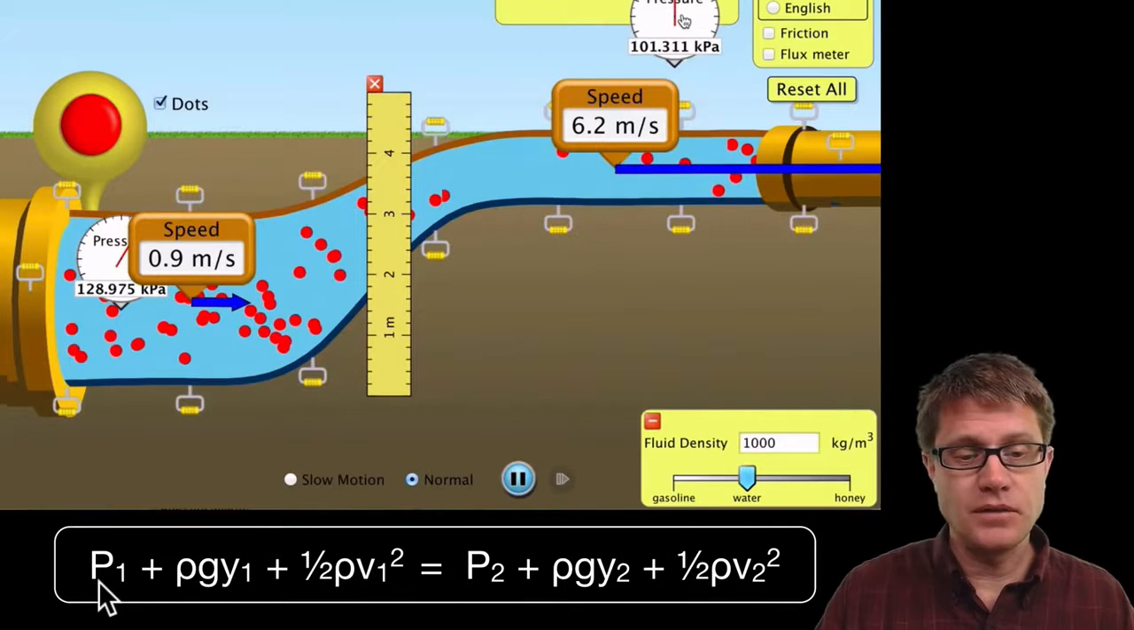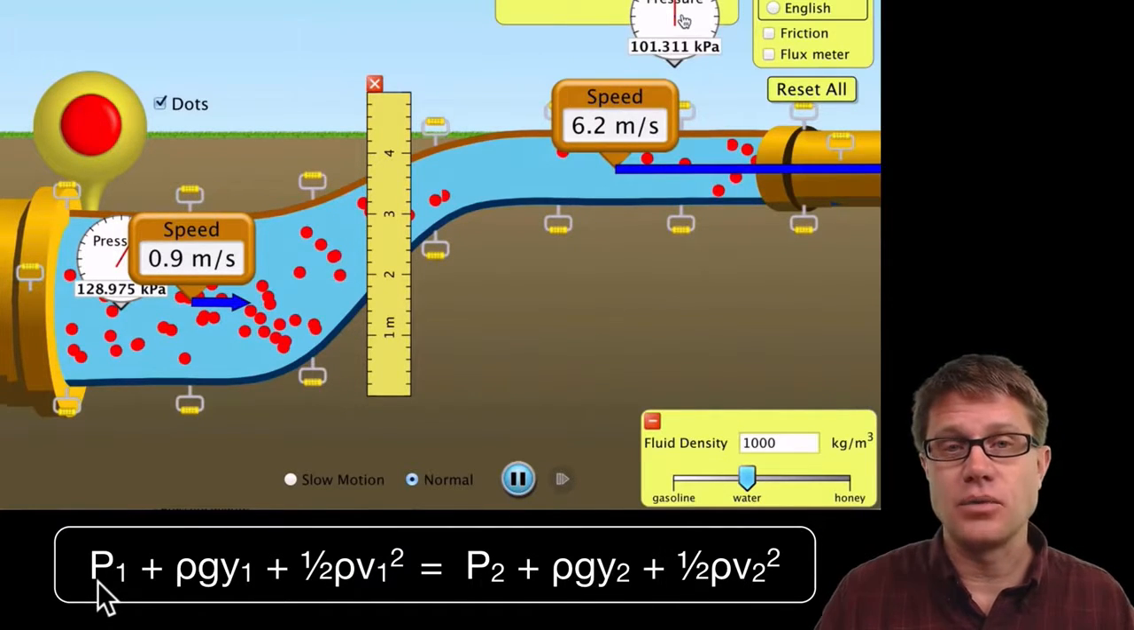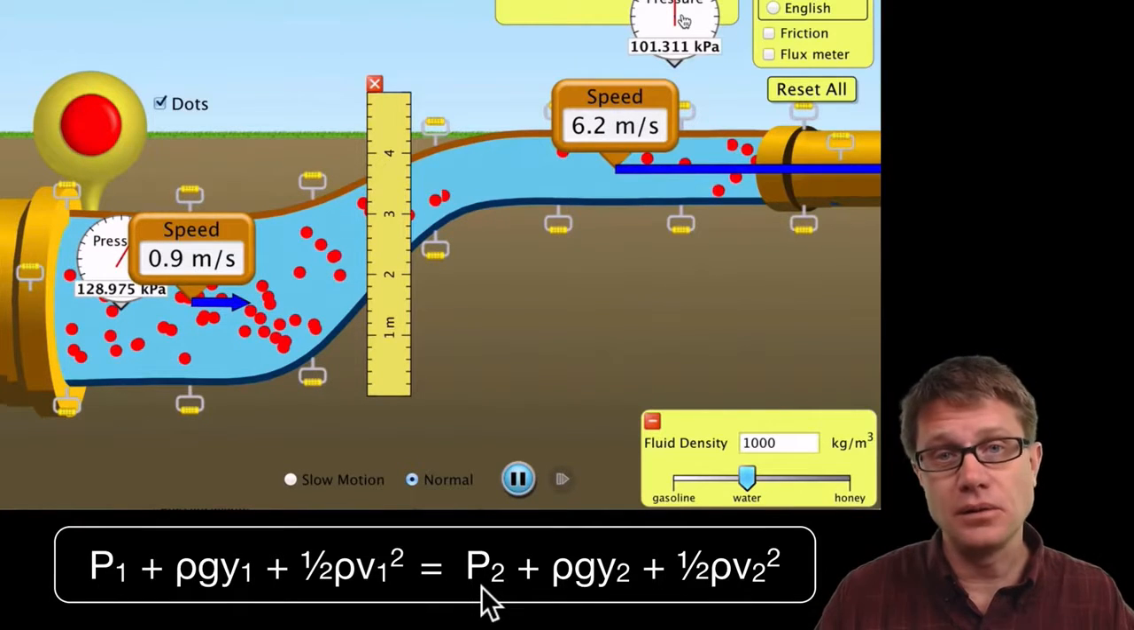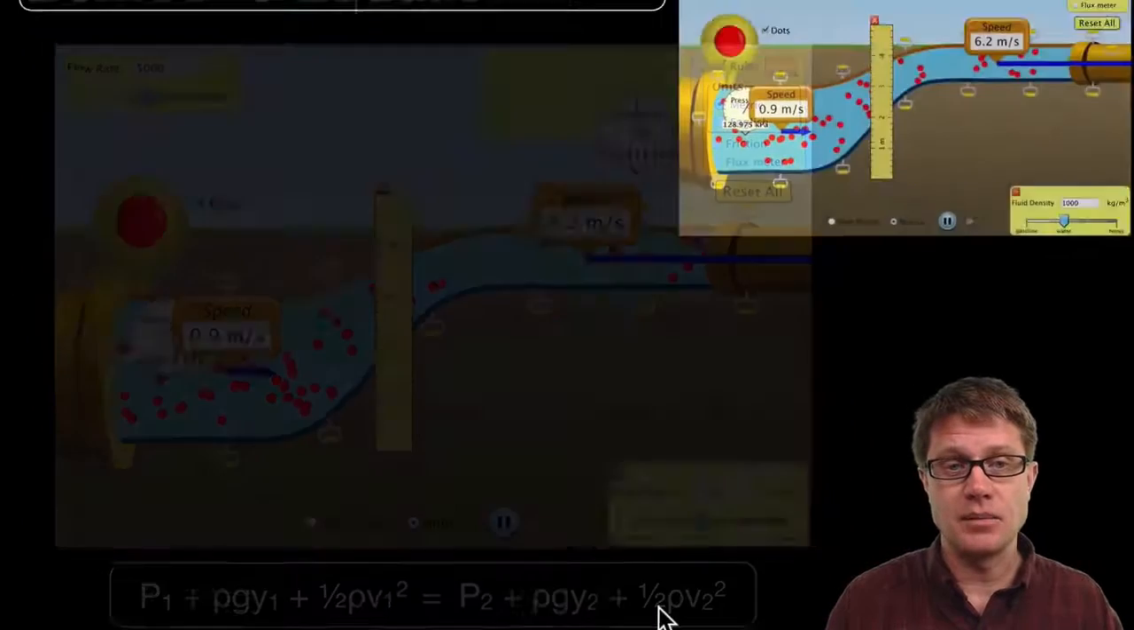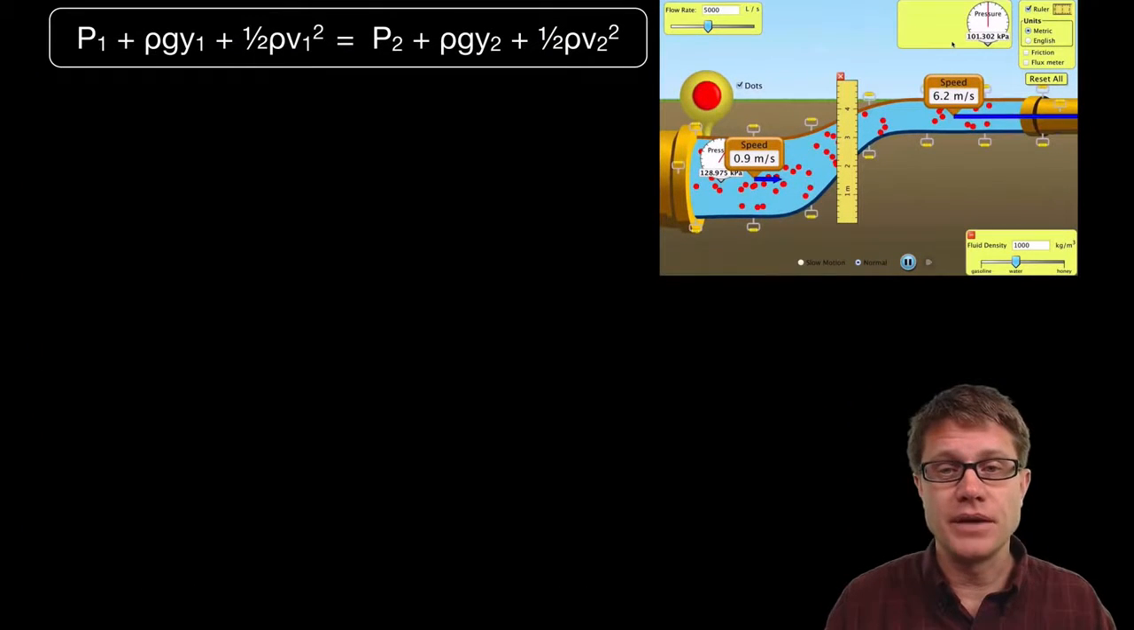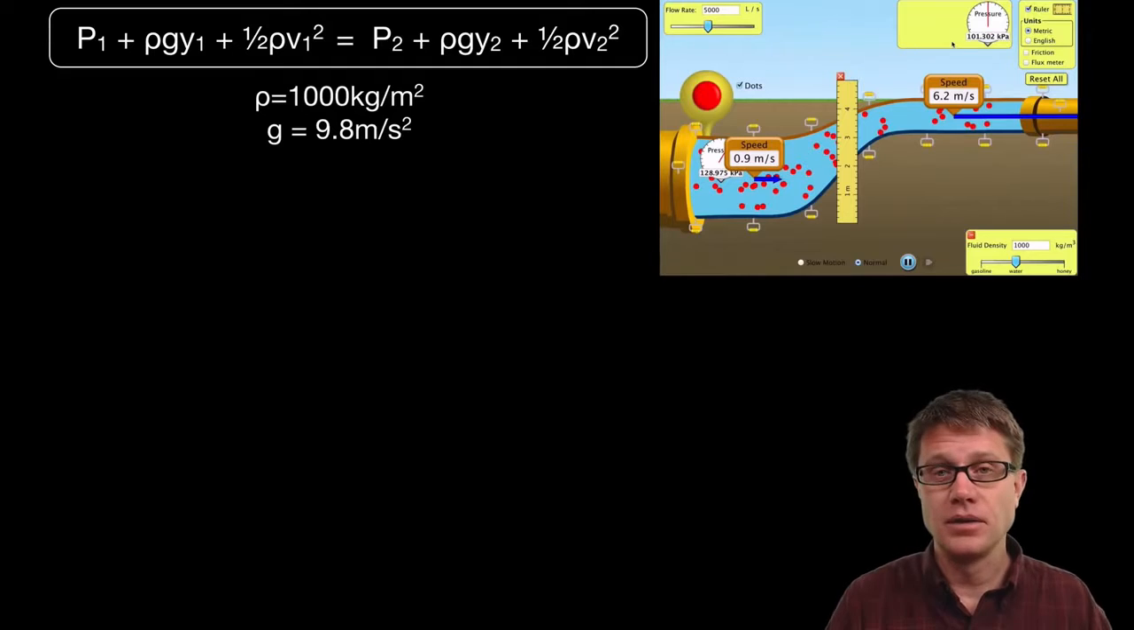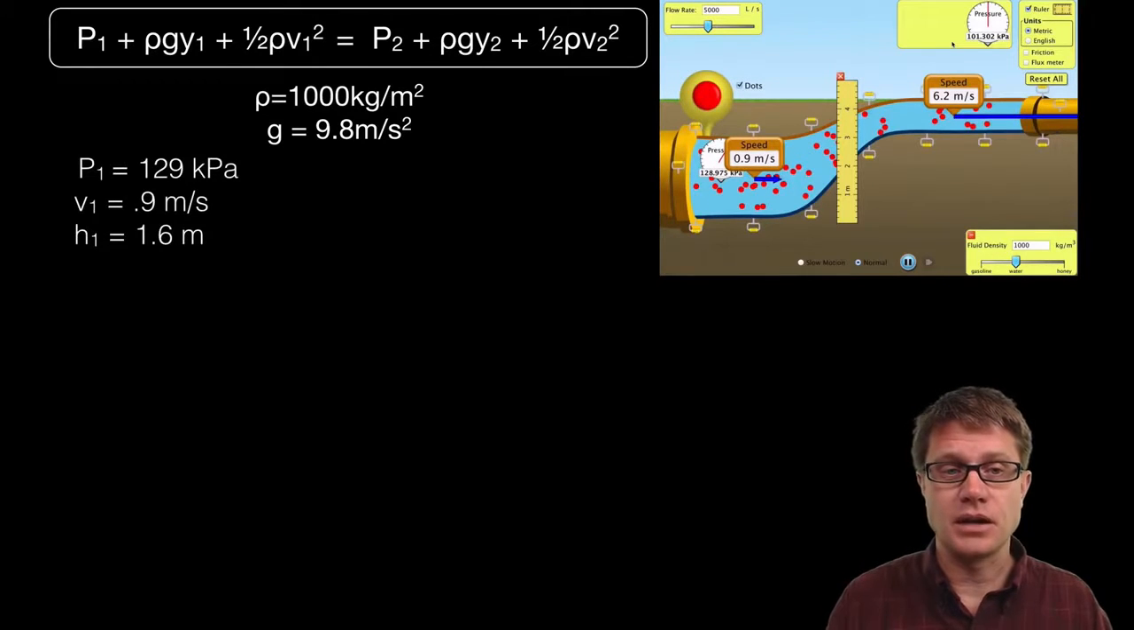And since I'm giving you the pressure on the left side as 128, we would expect to have a pressure on the right side that has to be lower since we have higher potential and kinetic energy on the right side of the pipe. So let me show you how I would solve this. I would write it out with the things I know. So the density of the water, since it's the same fluid, is going to be 1,000 kilograms per meter cubed. And we know the gravitational field strength is 9.8 meters per second squared.